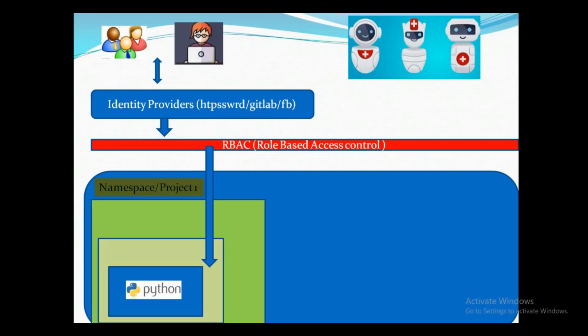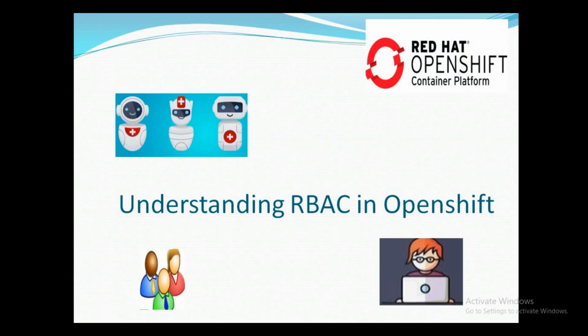In the last couple of sections, we identified how we can authenticate our users by using identity providers like HTTPS password, GitLab, FB, or bots by using service accounts. In this section, we will understand how we can assign roles to a particular user, that is, how we can authorize these users to perform specific tasks on projects. So we will be understanding RBAC, that is role-based access control in OpenShift.